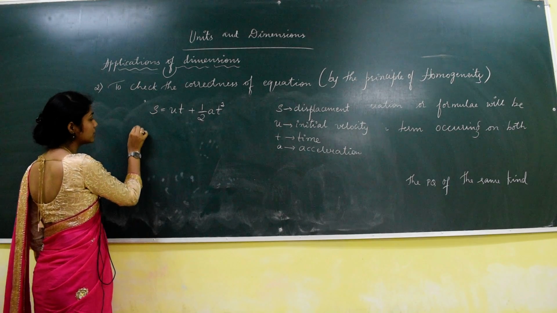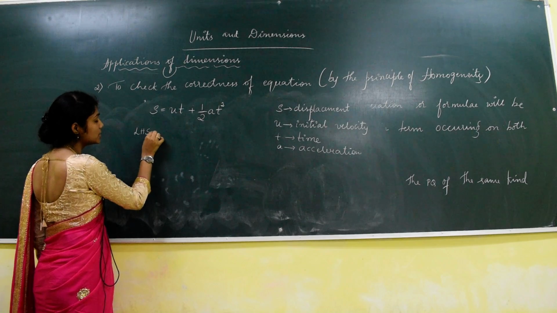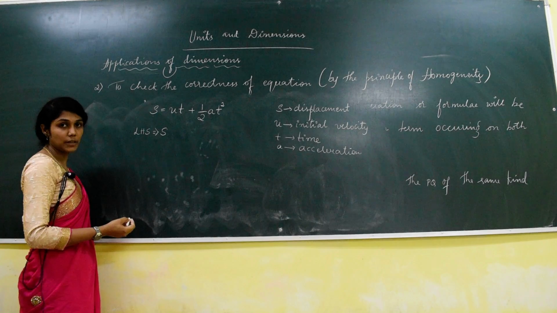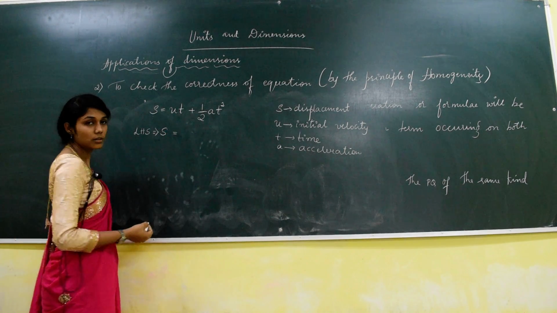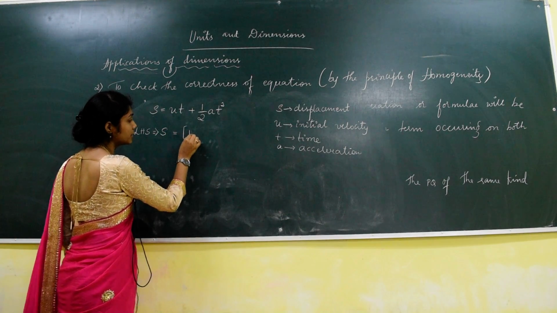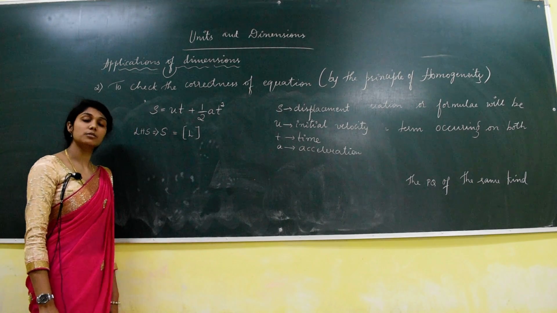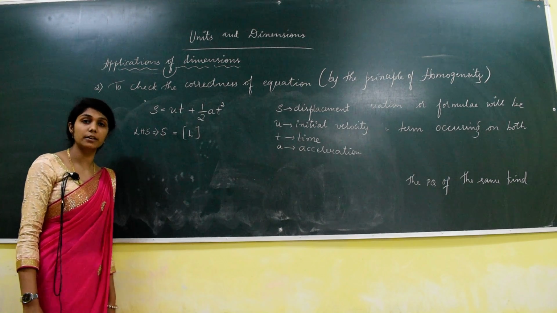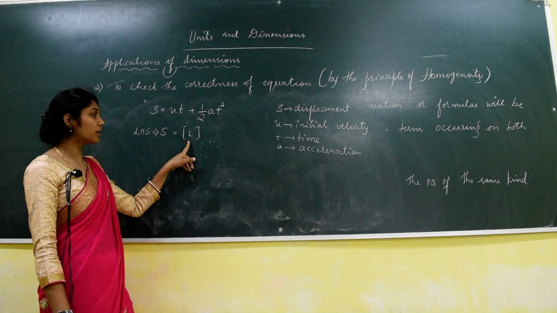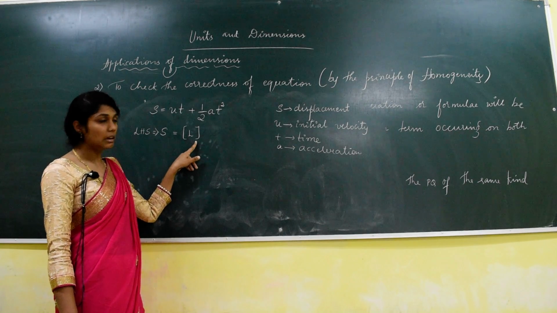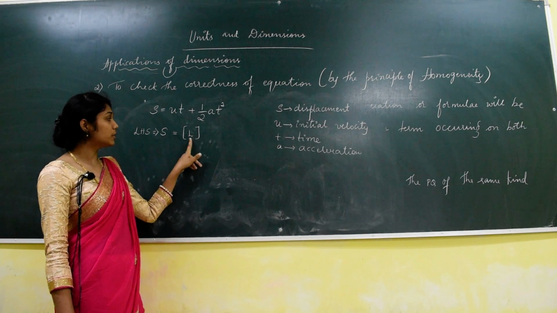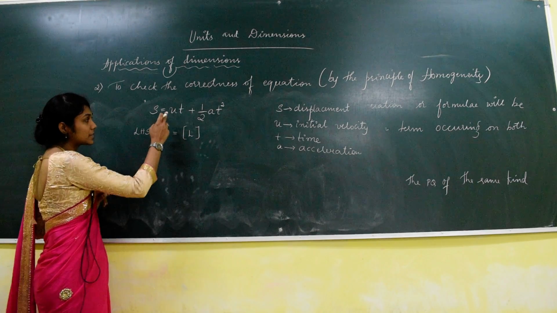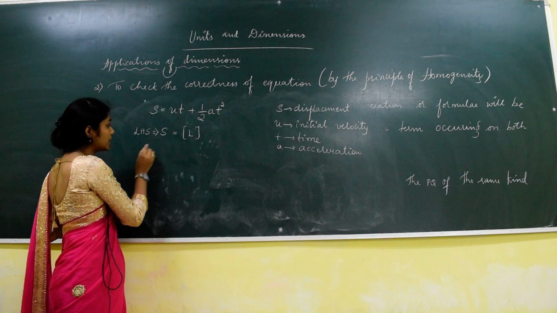left hand side, that is, the left hand side contains the displacement. Displacement has a dimension L, right? What is the dimension of displacement? L. Displacement is nothing but length between 2 points but in a particular direction. So distance can be measured by considering it as a length between 2 points. So the dimension of displacement is L. Okay. Next, move on to the right hand side of the equation.